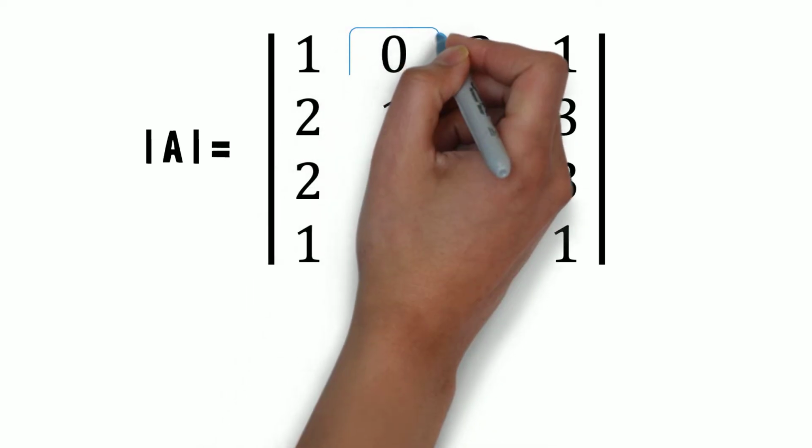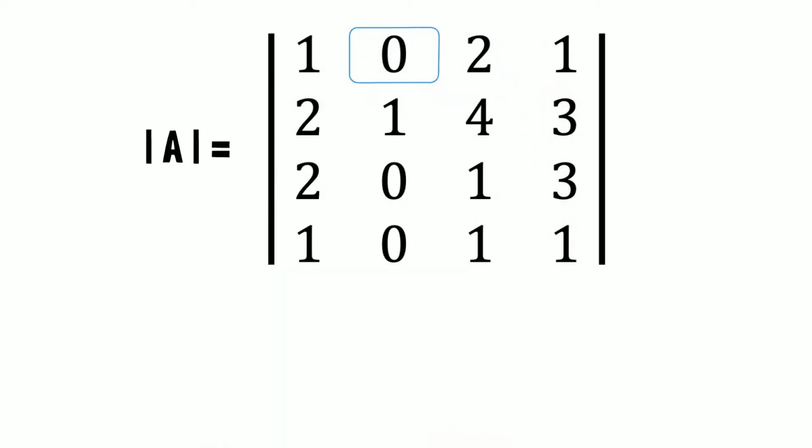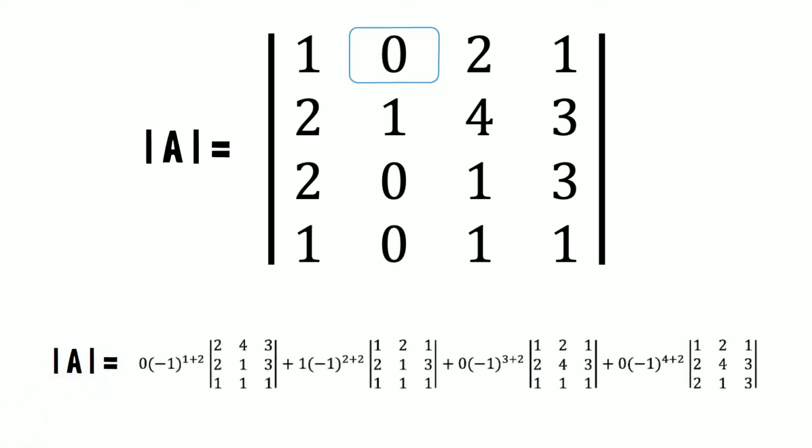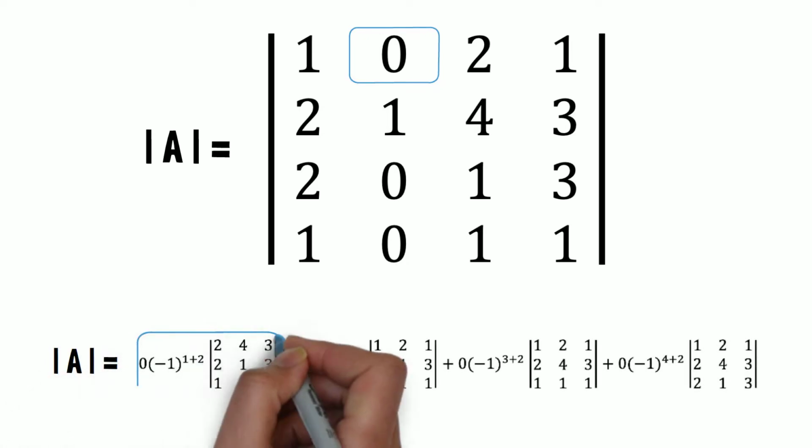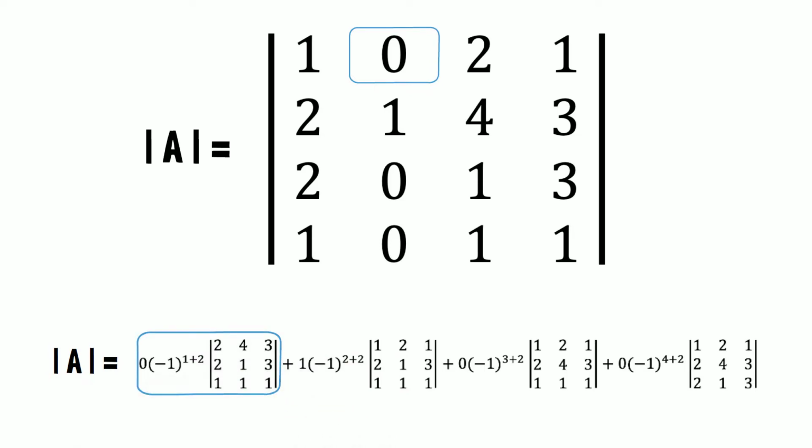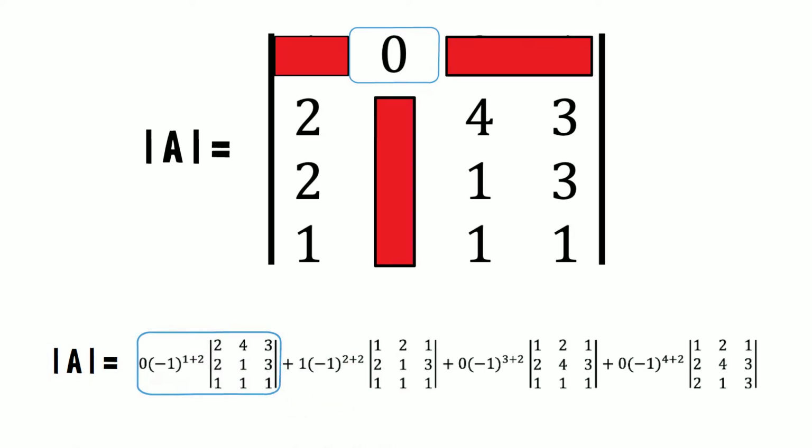We start by finding the cofactor of the 0 in the first row and the second column. To find this cofactor, we multiply 0 by negative 1 raised to the power 1 plus 2, because the element is in row 1 and column 2. We then multiply this by the determinant of order 3 that remains when we remove the first row and the second column of the determinant of A. So the determinant with entries 2, 4, 3, 2, 1, 3 and 1, 1, 1.